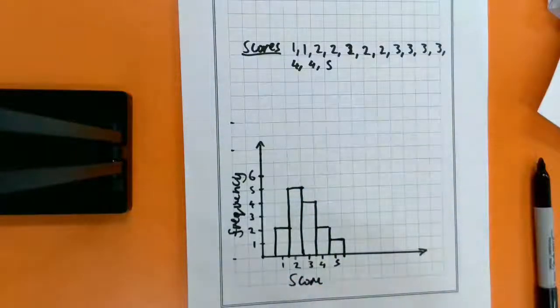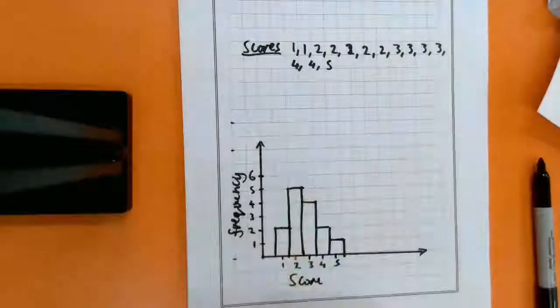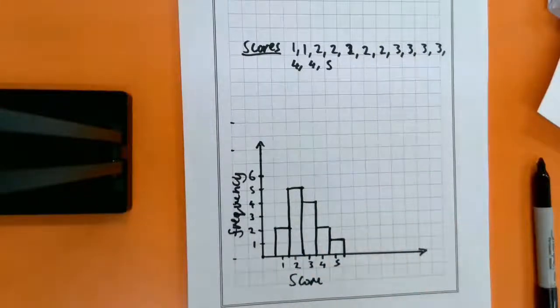So that's how we draw a basic frequency histogram. In another video, I'll show you how to draw one that's a little bit more complex, that has more data that we're going to use to group.